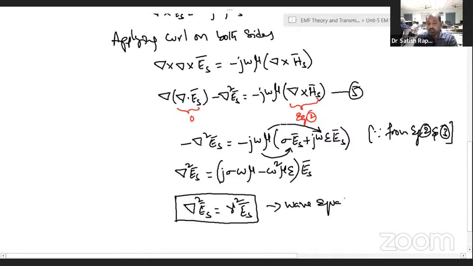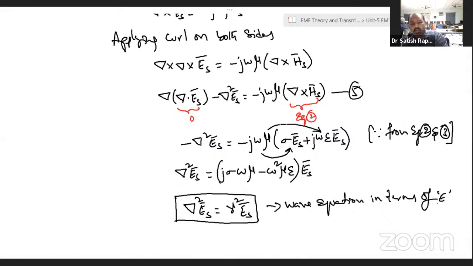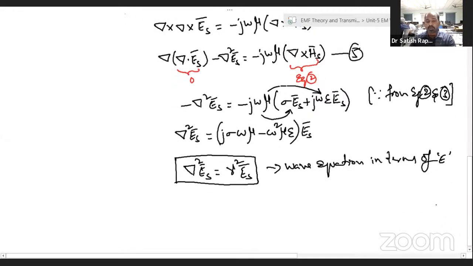the wave equation in terms of electric field, right? You can also determine the wave equation in terms of magnetic field. You'll get the same, that I'm not going to do here.